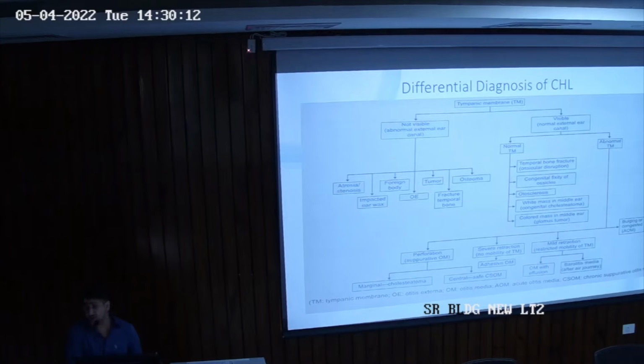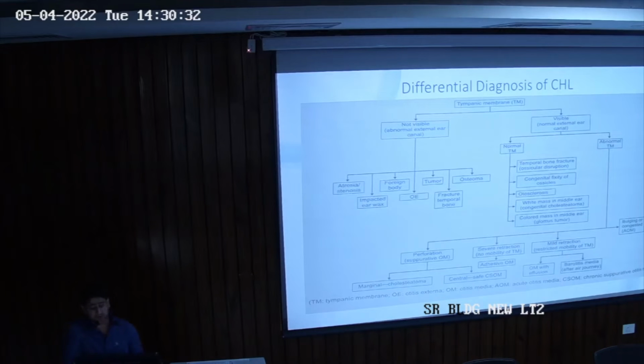It can be suppurative or non-suppurative, and if there is a perforation that is marginal, then it is considered to be a cholesteatoma, or if the perforation is in the center of the tympanic membrane, it is considered safe.